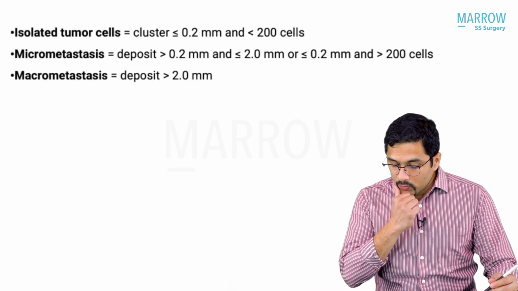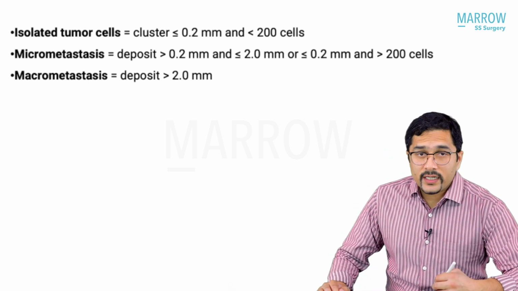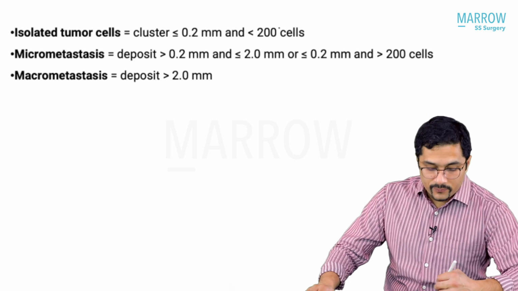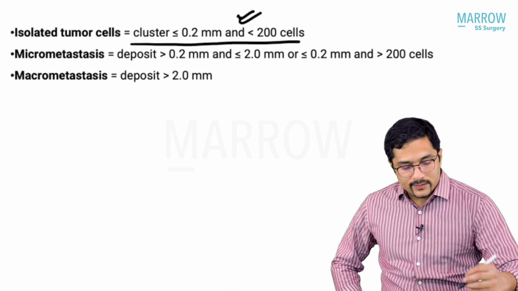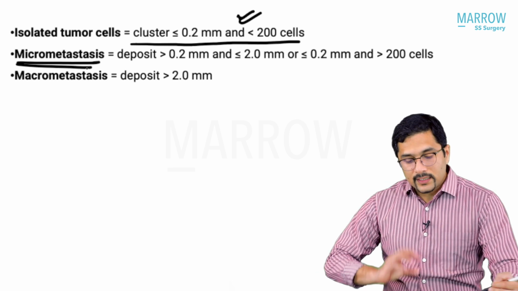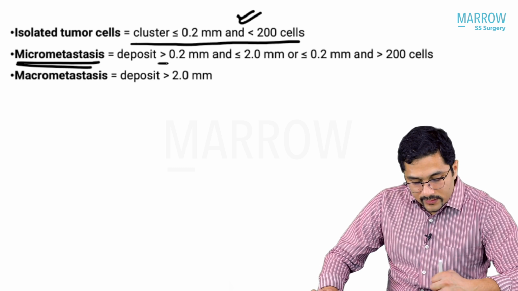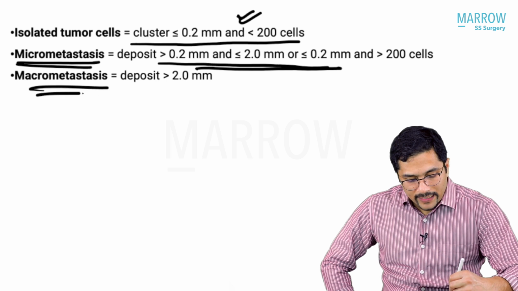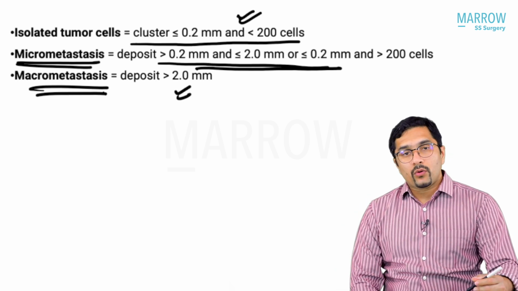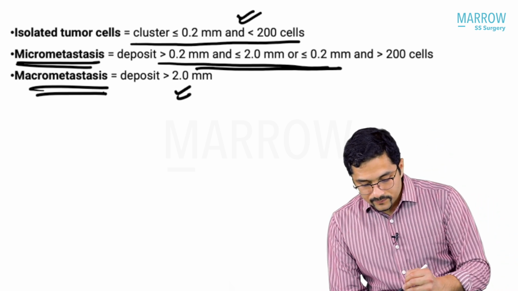Again, some new terms which you should know. Isolated tumor cells, if you see in a lymph node, this is a cluster of less than 200 cells. Micrometastasis is a cluster of more than 200 cells or less than 0.2 mm deposit, and macrometastasis is a deposit more than 2 millimeters.